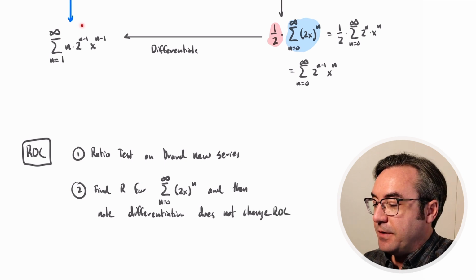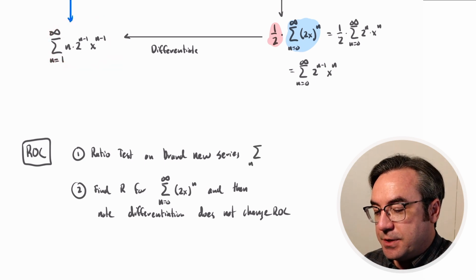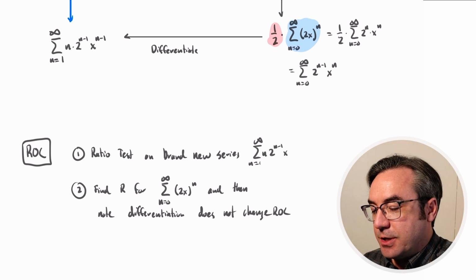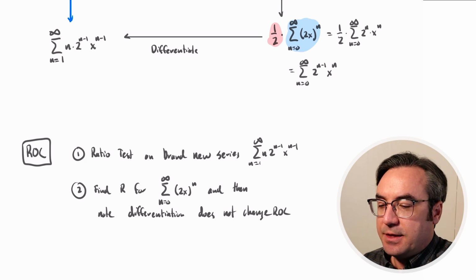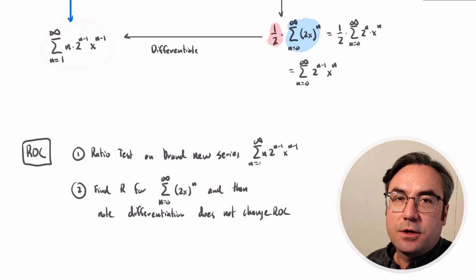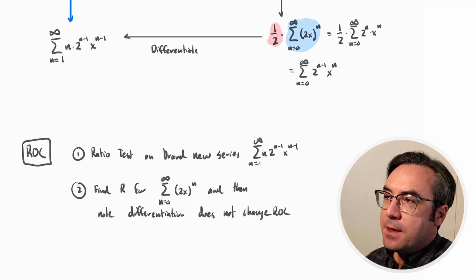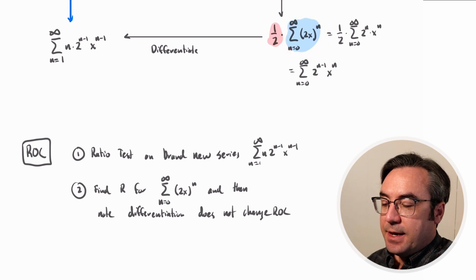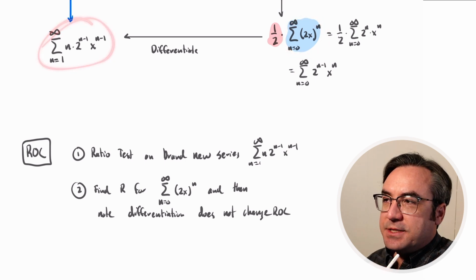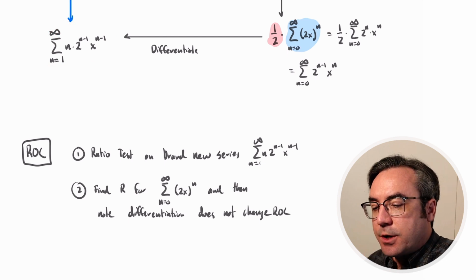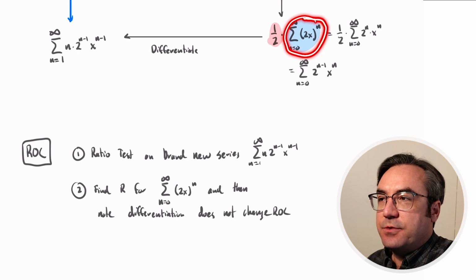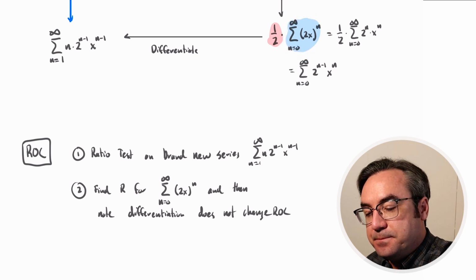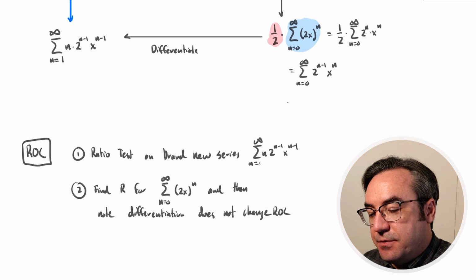So it's perfectly fine if you want to do the ratio test on this one. Perfectly fine if you want to do the ratio test on that brand new series. Now that one's no longer geometric, so you can't just look at the r value in this case. We've got this n here. But this one is. And so, yes, you could do the ratio test on this one. But what we're going to do is find the radius of convergence for this one. So what's our radius of convergence?